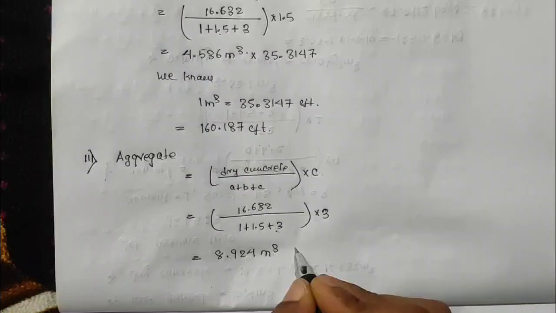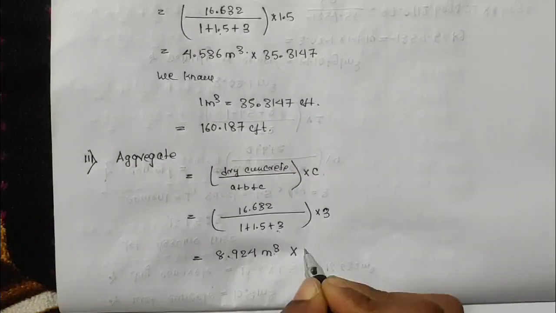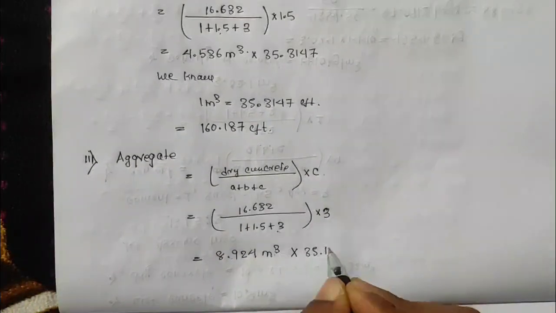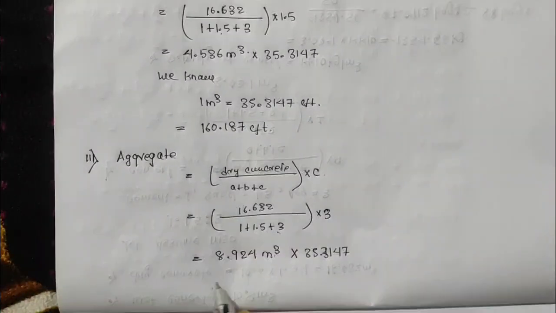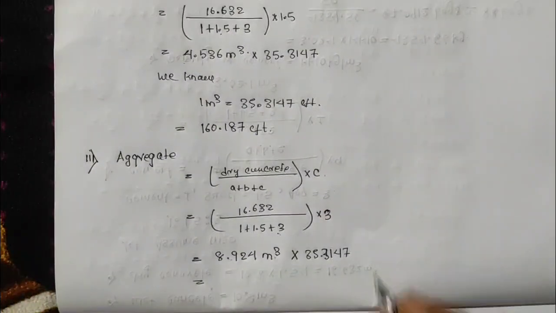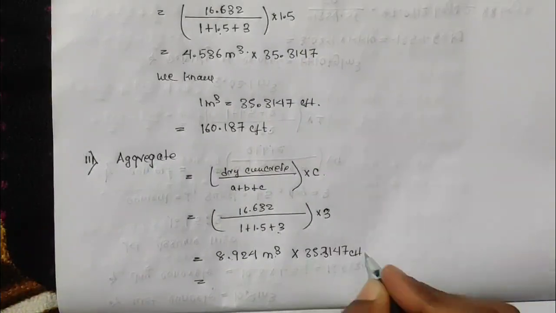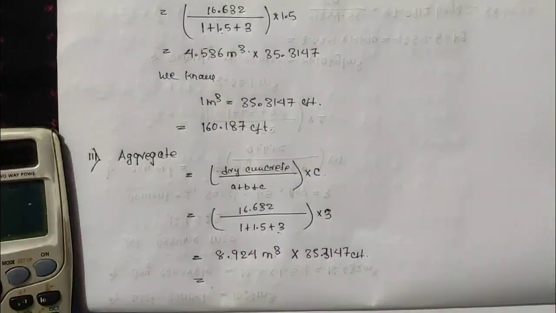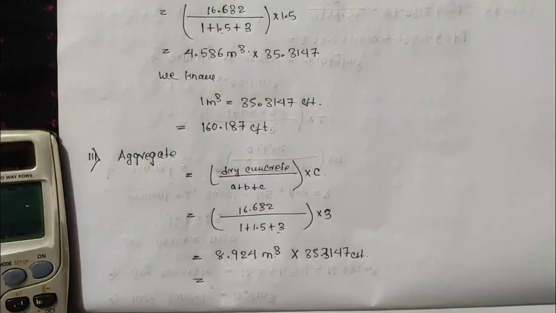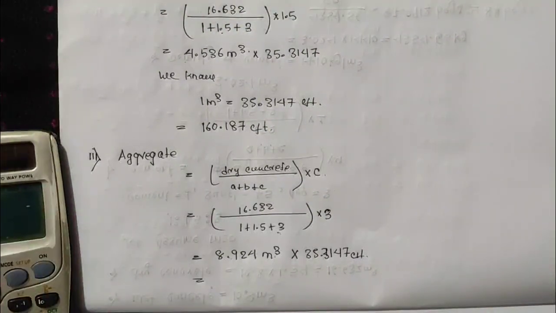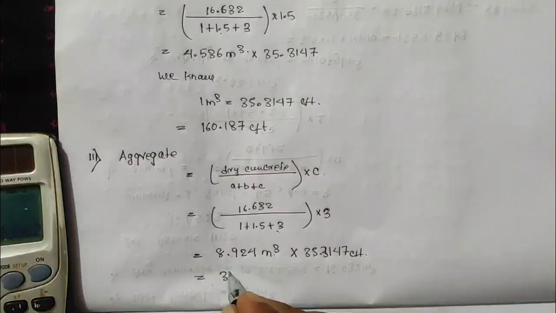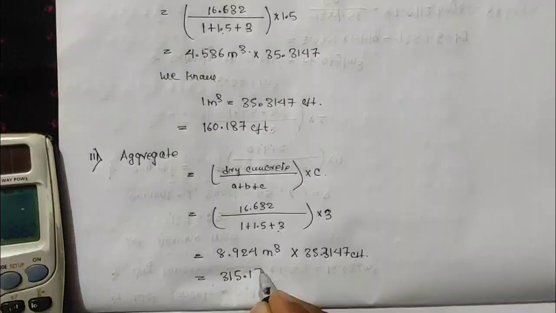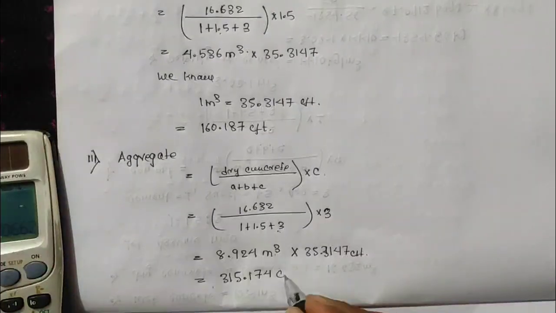Again we have to convert this meter cube into CFT. So multiply with 35.3147 to convert to CFT. The answer is 315.174 cubic feet.